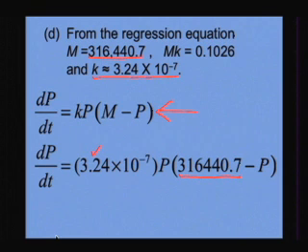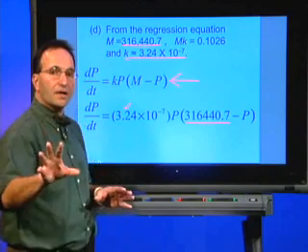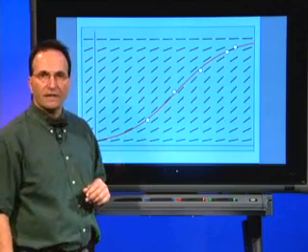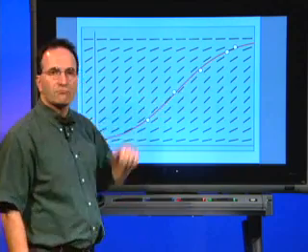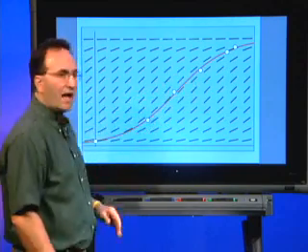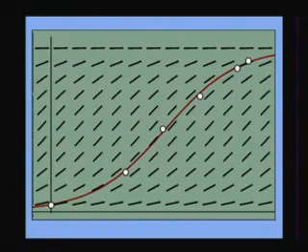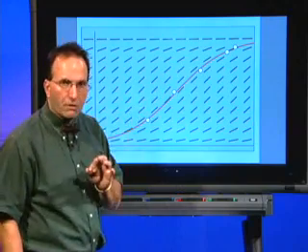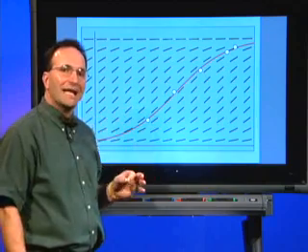And so the regression equation that we're looking at would be dP/dt equals 3.24 times 10 to the negative 7 times P times the quantity 316,440.7 minus P. And as a final step, let's look at the slope fields for this particular regression. And you can see that I have the regression line in red, our data points are labeled there, and then there are the possible answers in terms of the slope field that goes with that differential equation.